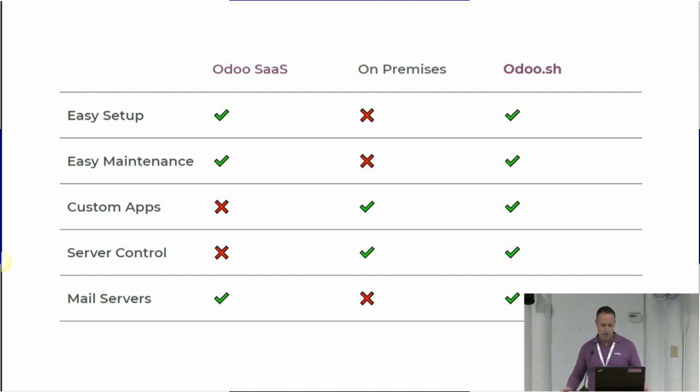On the premises column, clearly it's kind of the reverse, where it's not an easy setup. Whether it's you that sets up the server or a partner, there's infrastructure. You have to figure out who's the right database.